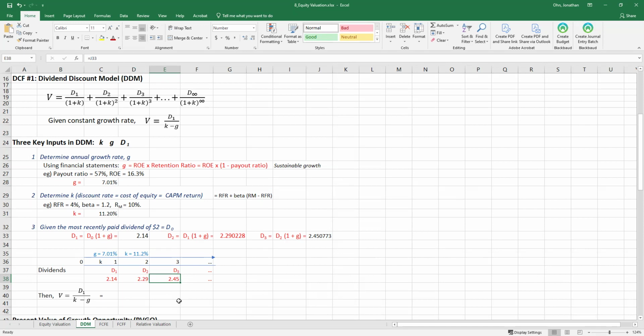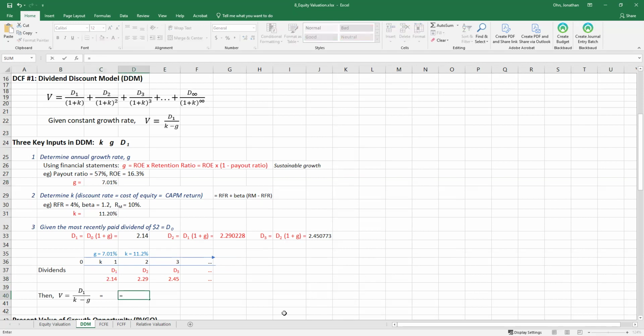So we successfully calculated D1 here. D1 at the end of this year is quite predictable, and it is not that difficult to get the estimated dividend for the end of this year, because companies usually announce it beforehand. So $2.14, we calculated this one here. We estimated the growth rate, the cost of equity, and the dividend. Let's use that.